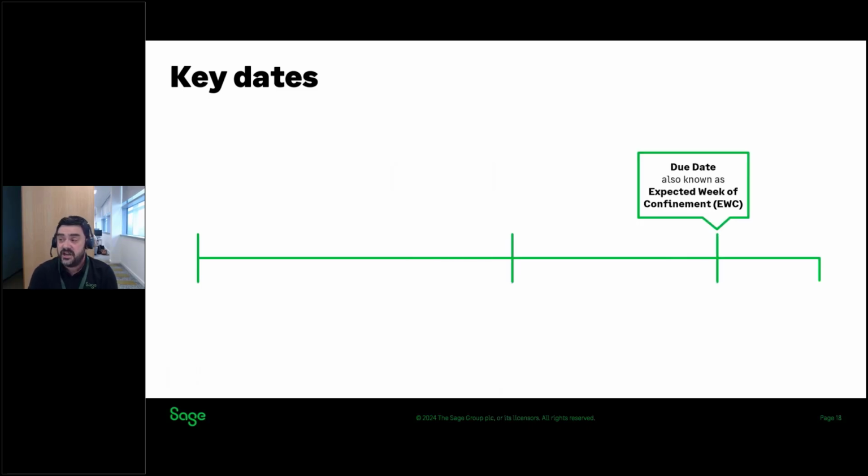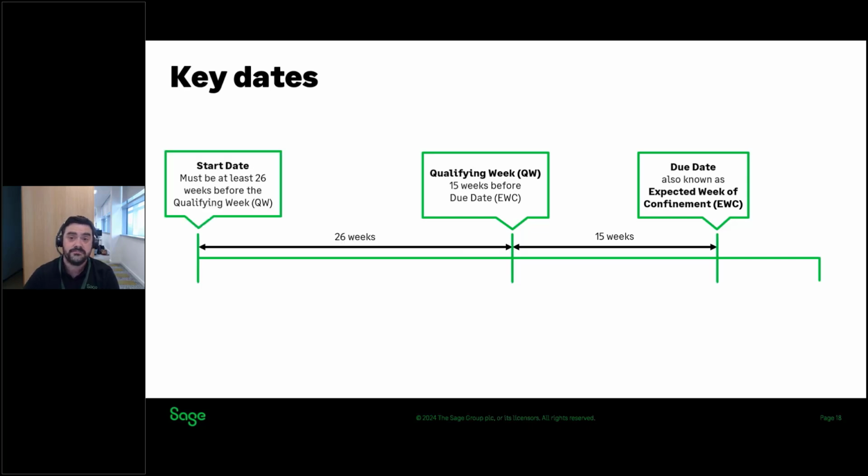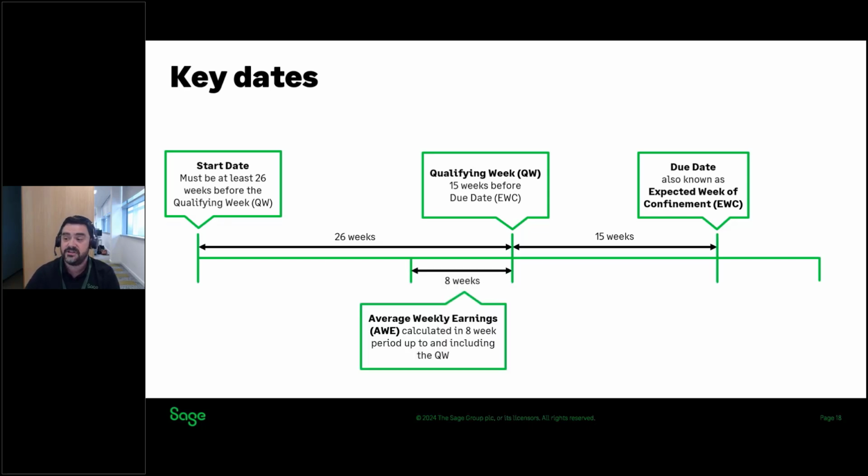So let's look at the key dates for paternity. Again, we're going to base this on the due date, also known as the expected week of confinement. Counting back 15 weeks takes us to the qualifying week, and then counting back another 26 weeks is the earliest start date to qualify for the payment.